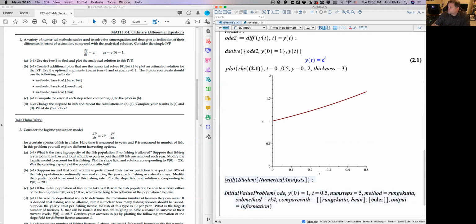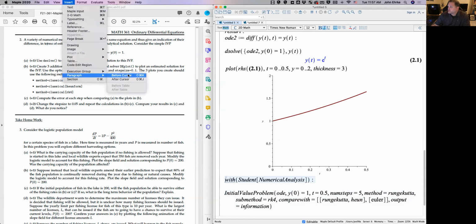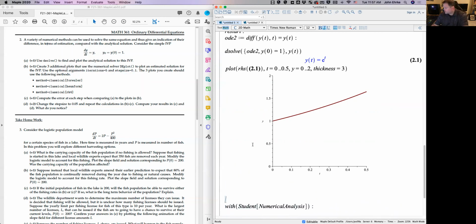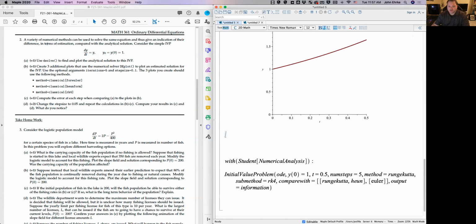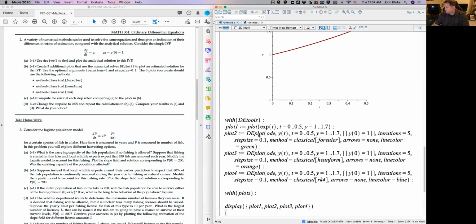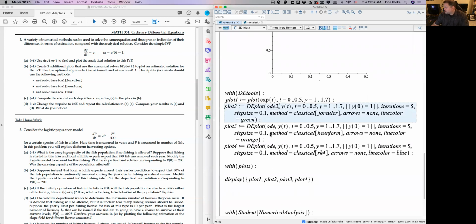Oh, I think I know what was wrong. Hold on. I think I know what was wrong on the previous thing. Let me copy those back over. I think what was wrong is I called it ODE2 previously. Let's make sure that works.